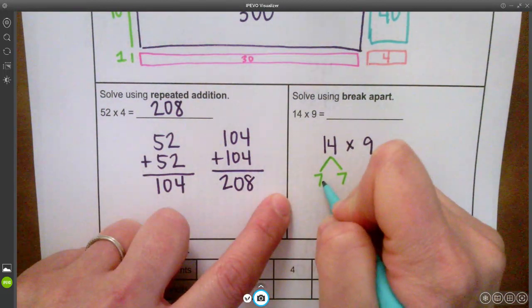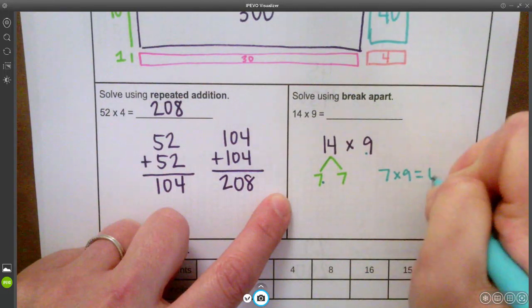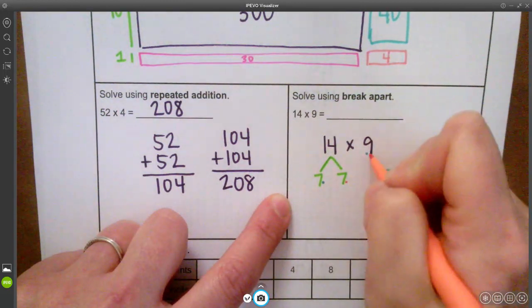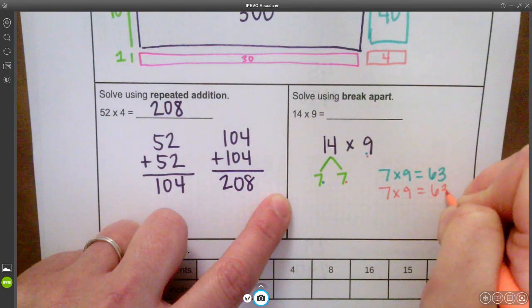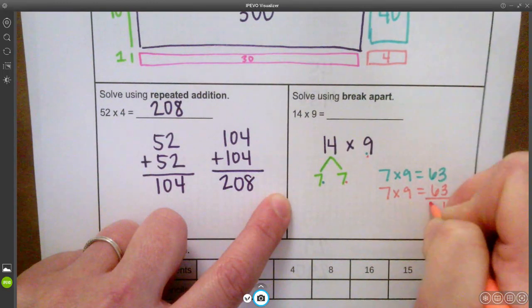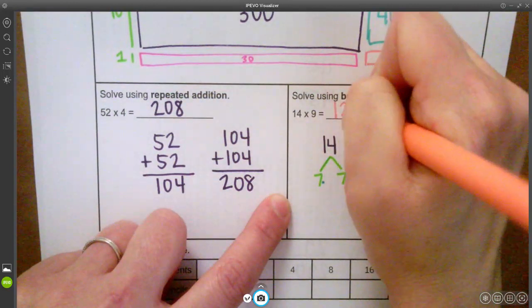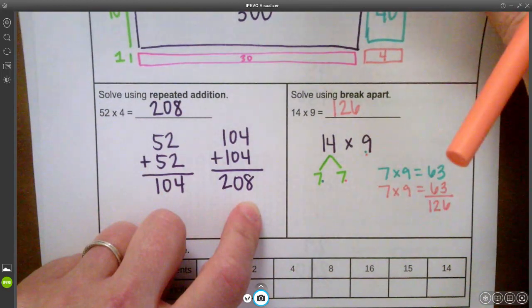And you just take one of the numbers times 9, then take the other number times 9. And again, no matter what, you should get 126 as your answer. All right, so it's okay if your break apart looks a little different, but your answer should be the same.